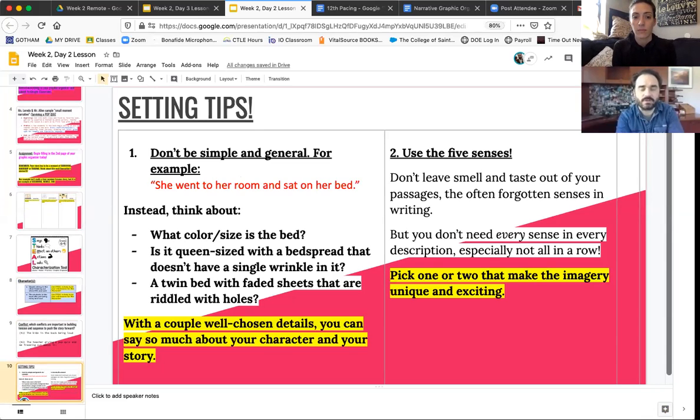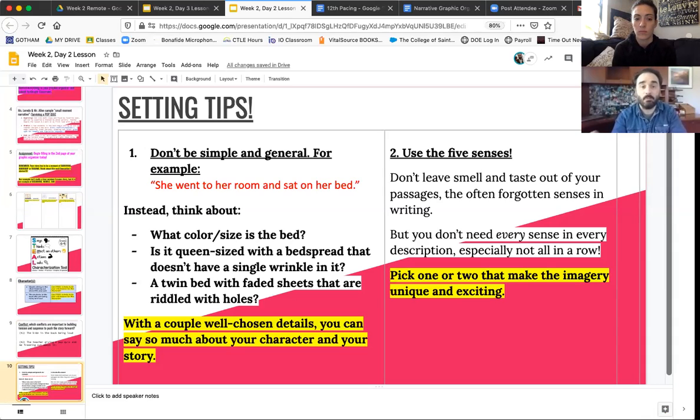Okay, and for setting, don't be simple and general. Setting is the room or the place where this is happening. And because we're just talking about one moment, it should probably just be one setting. But just because you're staying in one room or in one place doesn't mean you get to be super simple about it. For example, like she went into her room and sat on her bed. That's an okay place to start, but that's definitely not enough to let us know what's going on in this room.